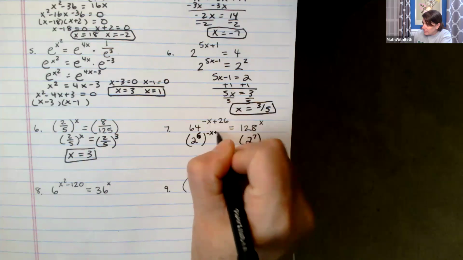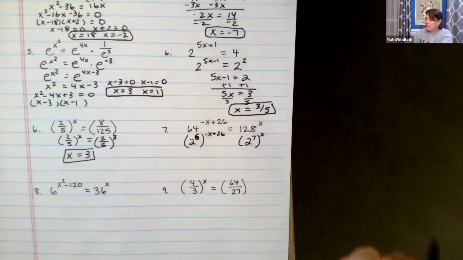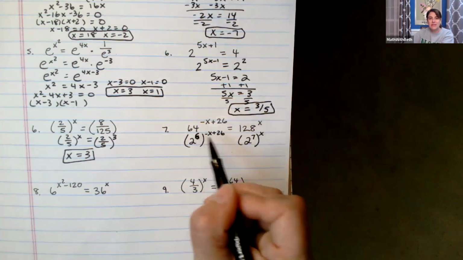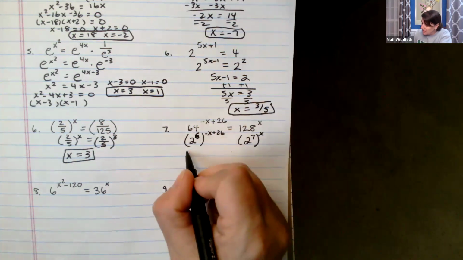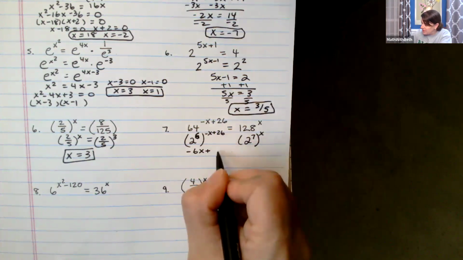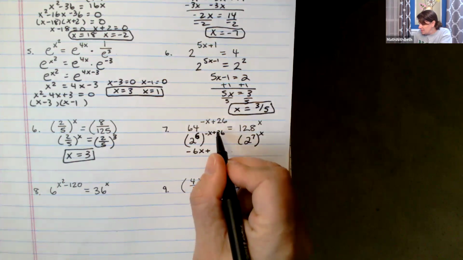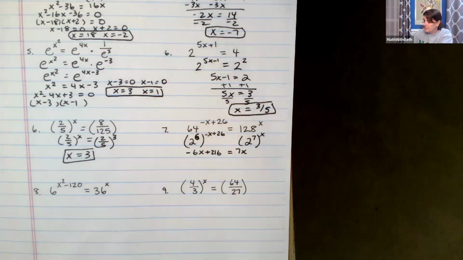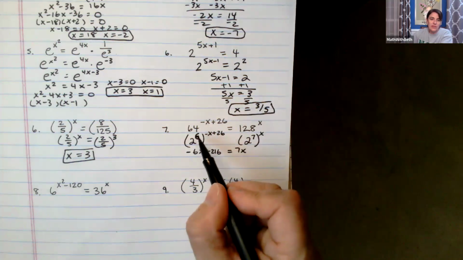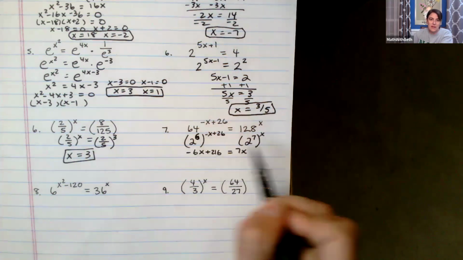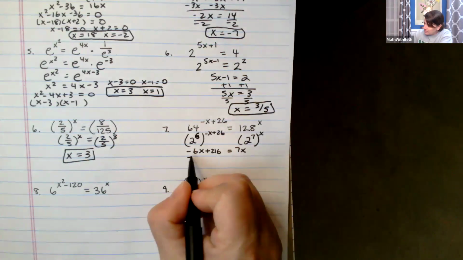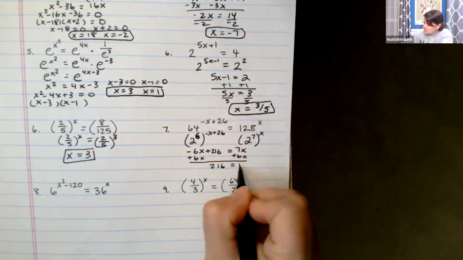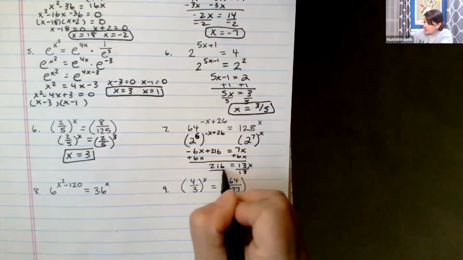So then I just need to have whatever else was there, and remember that the rule is to multiply, so be careful. If you're multiplying something like 6 times all of this, make sure you actually distribute that 6 to everything. So I believe that's 216. So do you see I distributed the 6 to the negative x and to the 26, and then 7 times x is 7x, and now I'm ready to solve by adding 6x and then dividing by 13.